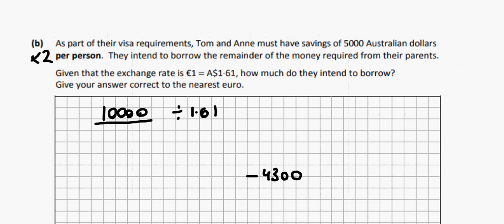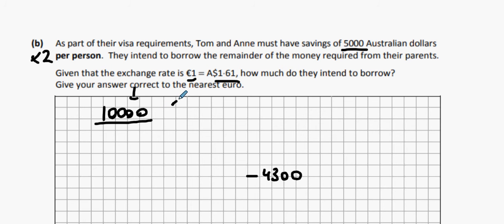Now, there's a tricky part here, okay? As part of their visa requirements, Tom and Anne are required to have a savings of 5,000 Australian dollars per person. How many of them are there? So that means they need 10,000 Australian dollars. Now, number wise, which is bigger, euro or Australian dollars? So, 10,000 Australian dollars will result in a smaller number of euro.